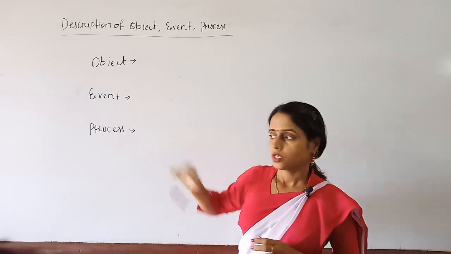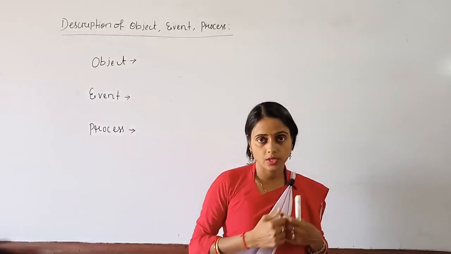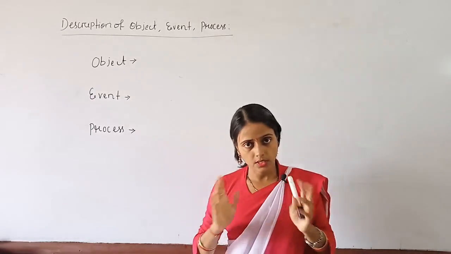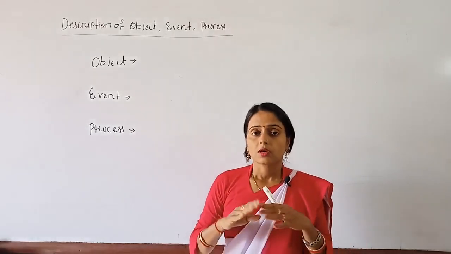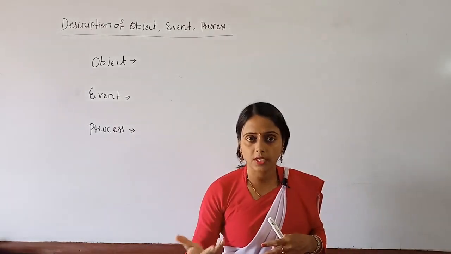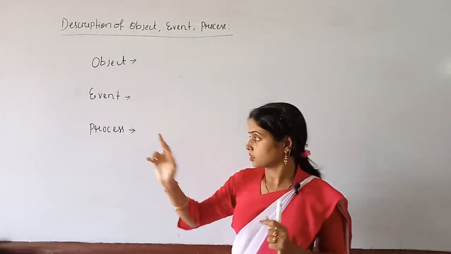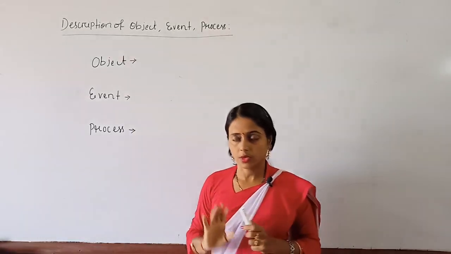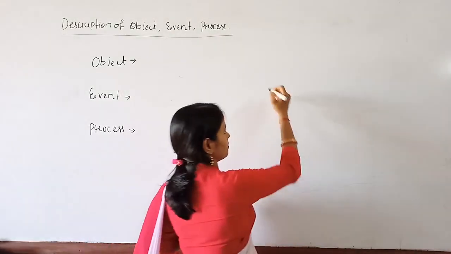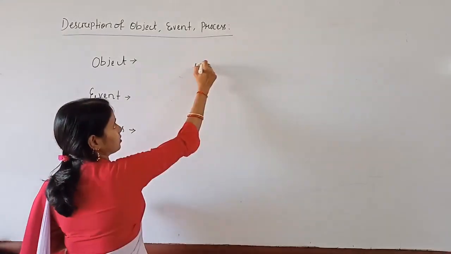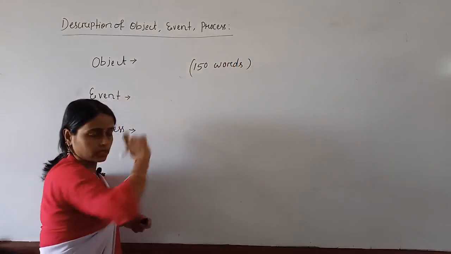Then event, something just like your birthday party or something like a train journey, roadside accident, these things we have to describe. And next one is a process. Process means the process of making tea, the process of making coffee, the process of making a bowl of rice, these things are being written in process. Okay. So here let me tell you one thing, here the word limit is 150 words. Okay, 150 words for all these things.